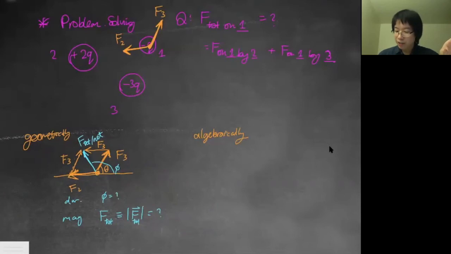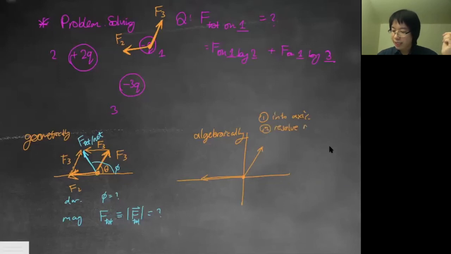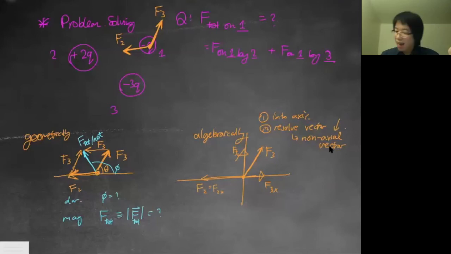So first, number 1, you introduce an axis. And then number 2, you resolve your vectors. What resolve vectors means is you take something that is not on an axis, any non-axial vectors that don't lie on an axis, and split it into its components. So you take this guy and split it into the x and y component like this. So if this is F3, it becomes F3x, F3y. This is F2. Incidentally, F2 is lying on an axis, so F2 is just F2x, right? There's no F2y component.